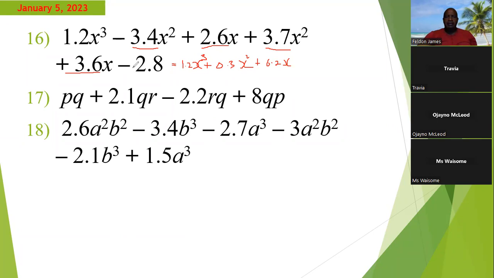And then what else do we have? Then we have negative 2.8. We'll leave it as that because these are all unlike terms and they cannot be simplified any further. So we'll leave it in the expression form. All right, very good, Miss Trivia.